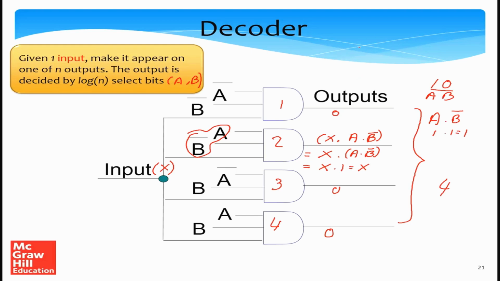So to summarize, essentially the decoder is a block where we have one input and 2 raised to the power n outputs, and we have n select bits. Based on the value of the select bits, only one of the outputs shows the value of the input. The rest of the outputs are set to 0. So we say that that particular output is enabled and the rest of the outputs are disabled.